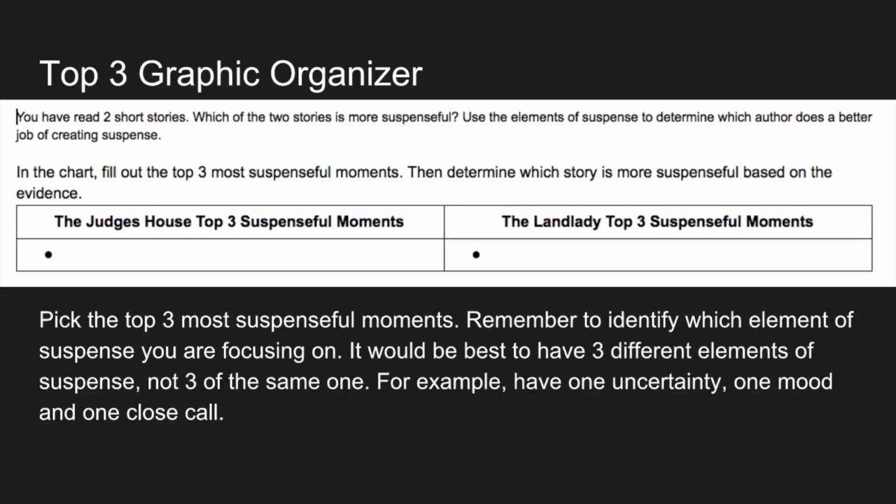You need to pick the three most suspenseful moments that are going to convince your reader which of the two stories is more suspenseful. So which top three really show how the story is suspenseful? And then also remember to identify which element of suspense you're focusing on. So if it's tone, then identify this is tone and then put the piece of evidence. Also, it would be best to have three different elements of suspense, not three of the same. You don't want three pieces of tone, just to show a variety and to show that the author really used multiple ways to convince the reader.